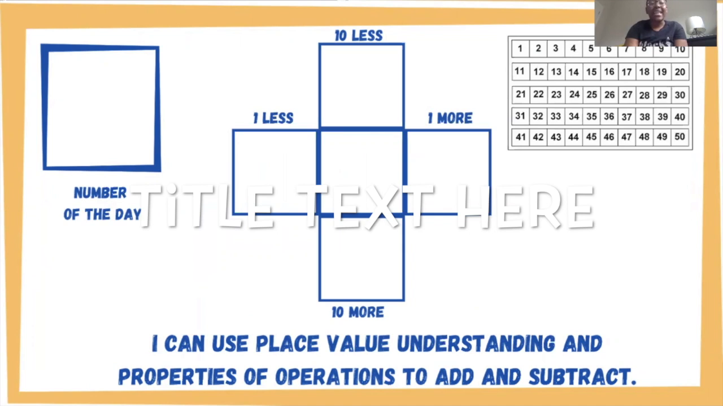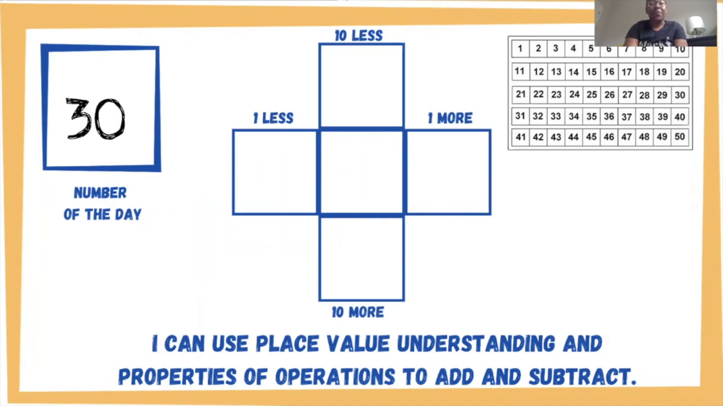All right, littles, it's your turn. Our number of the day is 30, and we are going to look at this number and figure out what number is 1 more, 1 less, 10 more, and 10 less, and we're going to use our 50s chart. We are going to start by placing our number in the middle. Our number for the day is 30. I've circled it on our 50s chart so that you can see it.